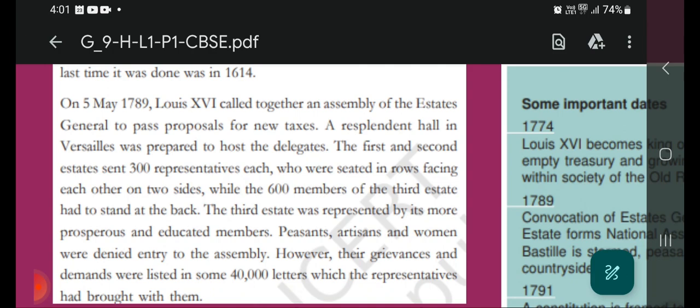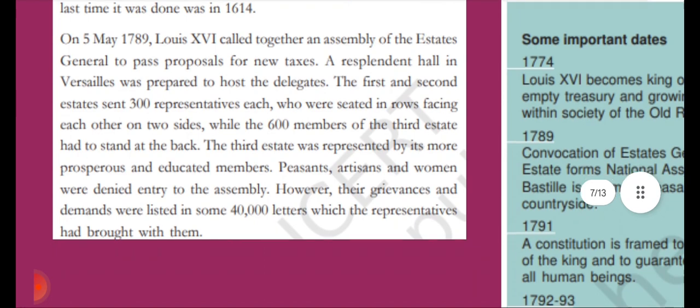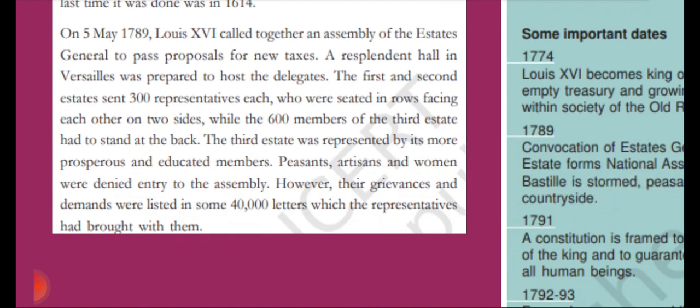But Louis XVI had a lot of expenditures, and he wanted all the tax income for himself. So now he's establishing a new assembly where the first and second estates got 300 seats each, and 600 members would be coming from the third estate, but not from a very small background. They were from a good wealthy background, like teachers, lawyers, doctors, all those people. They didn't call the common people, but they noted down the problems of common people in letters, in some 40,000 letters which the representatives had brought with them.